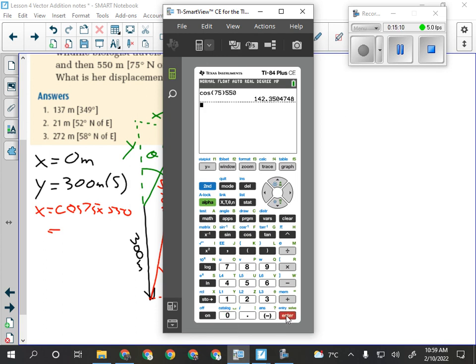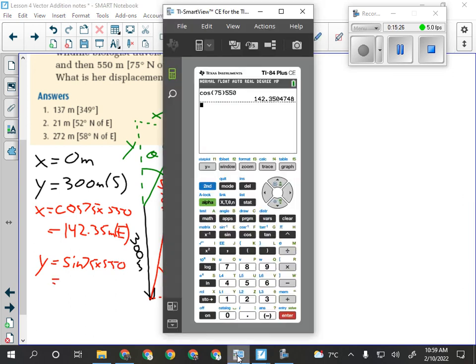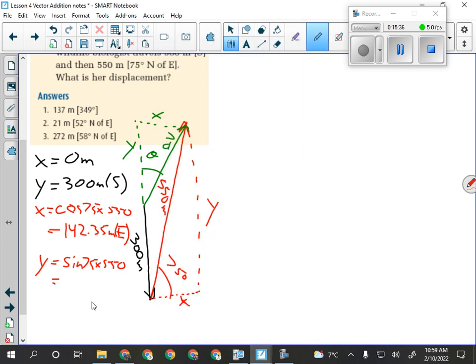And so that's 142.35 meters east. And then my y component is the opposite, so the sine of 75 times 550. Okay, 531.26 meters north. All right, so now I've got all my x's and all my y's.